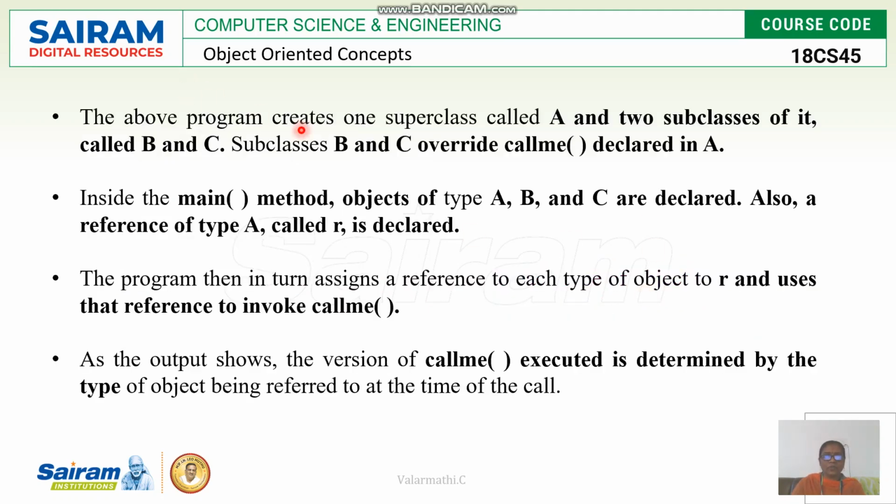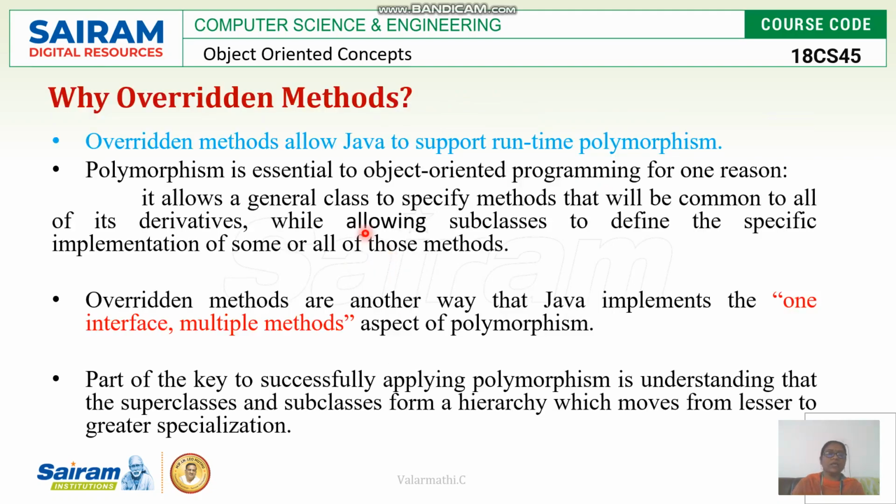So the above program creates one superclass called A and two subclasses called B and C. These subclasses B and C override the call me method. So this is a best example of how method overriding is done. Then what is the need of method overriding, ma'am? Because overriding methods allows us to support runtime polymorphism.